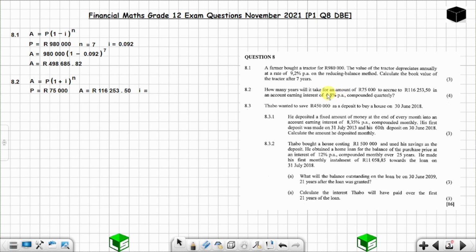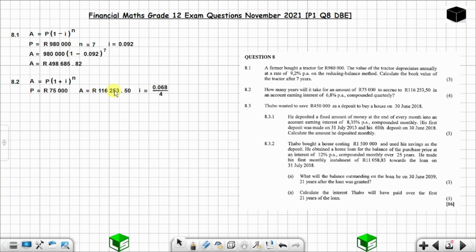Okay, you are going to divide by 100, so you are going to get 0.068 over 4 because this is compounded quarterly. Okay, so now the question is to find how many years will it take for an amount to grow to this amount. You have to find n. So plug everything that you have into the formula and solve for n.